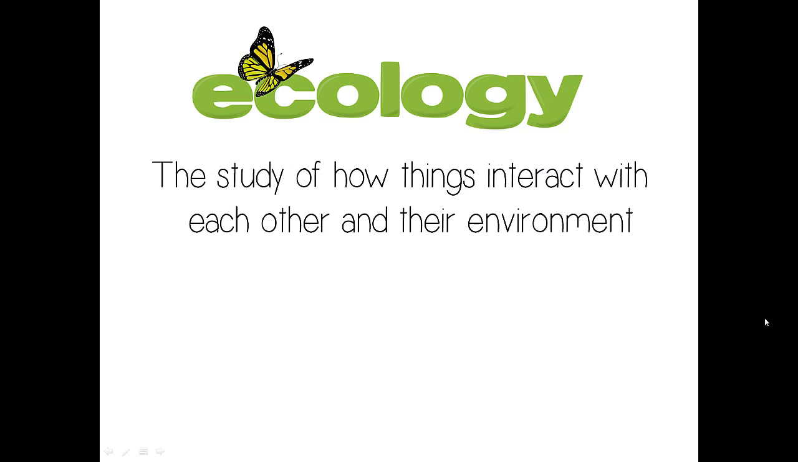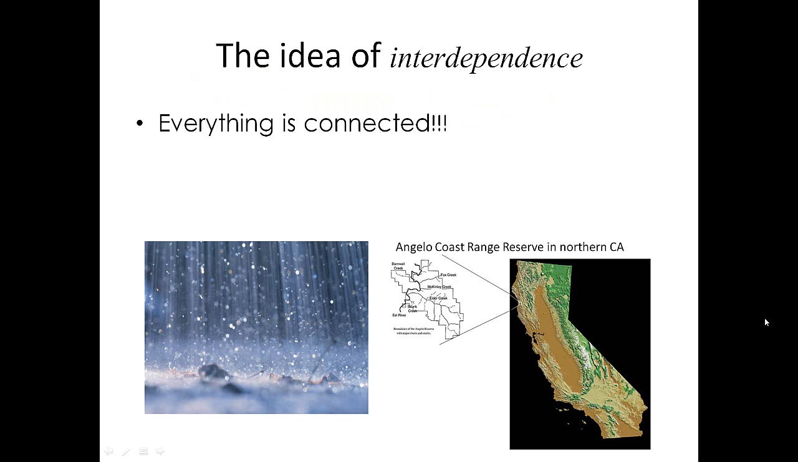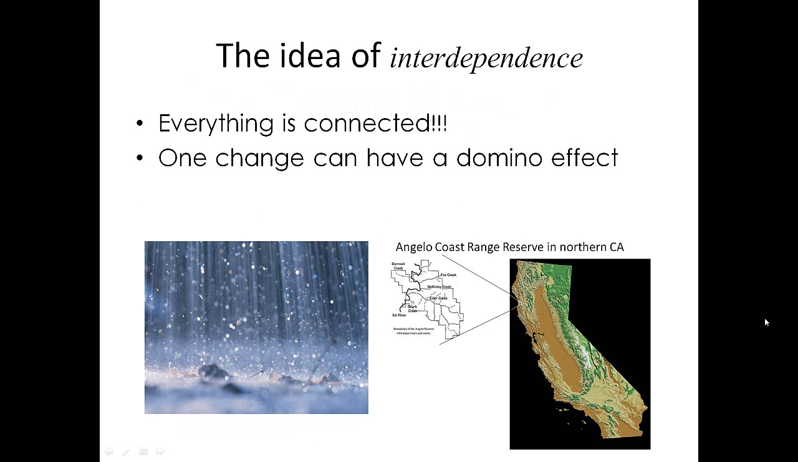The definition of ecology is simply the study of how living things interact with each other and the environment around them. So this has living and non-living factors tied in together. There's this huge idea of interdependence in ecology, meaning everything is connected. If you change one thing, that's going to have a domino effect on everything else.